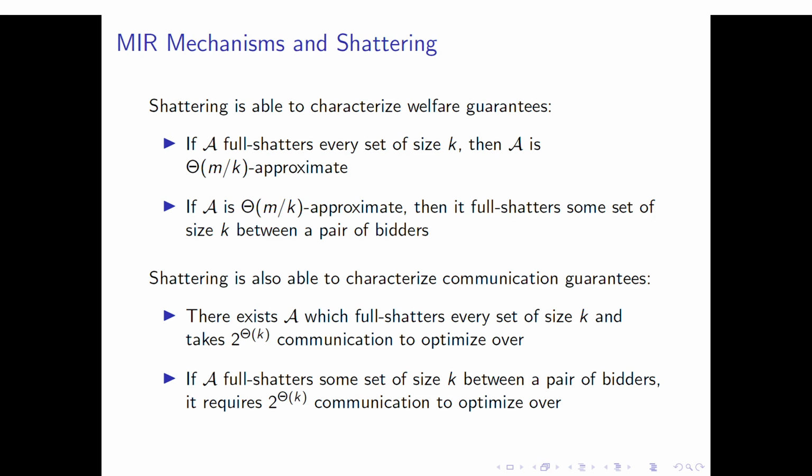So we have another kind of equivalence between full shattering sets of size k and taking 2 to the k communication to optimize over. And now if we chain together the first statements in each pair, then we get that there exists an allocation bank which is m over k approximate and takes 2 to the k communication to optimize over. And then chaining the second statements in each pair together, we get that if an allocation bank is m over k approximate, then it requires 2 to the k communication to optimize over. That pair of statements together exactly resolves the communication complexity of MIR mechanisms for general evaluations.